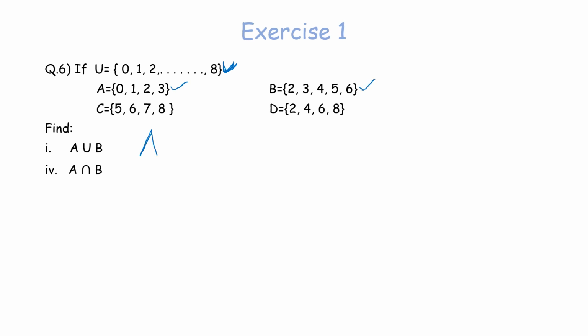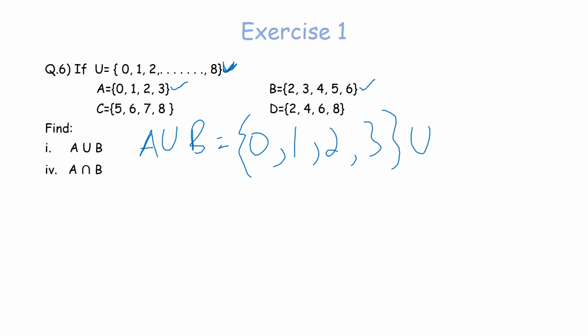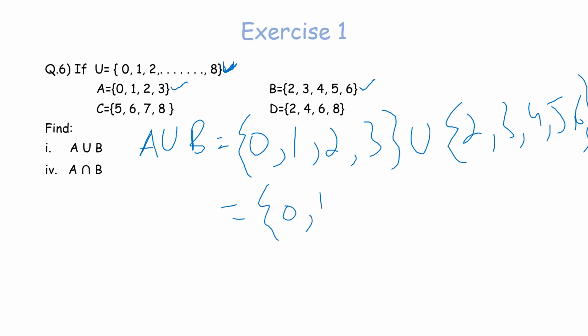So A union B is equal to, what is A here? 0, 1, 2 and 3. Union B, 2, 3, 4, 5 and 6. So what will be the union? 0, 1, 2, 3, 4, 5 and 6.